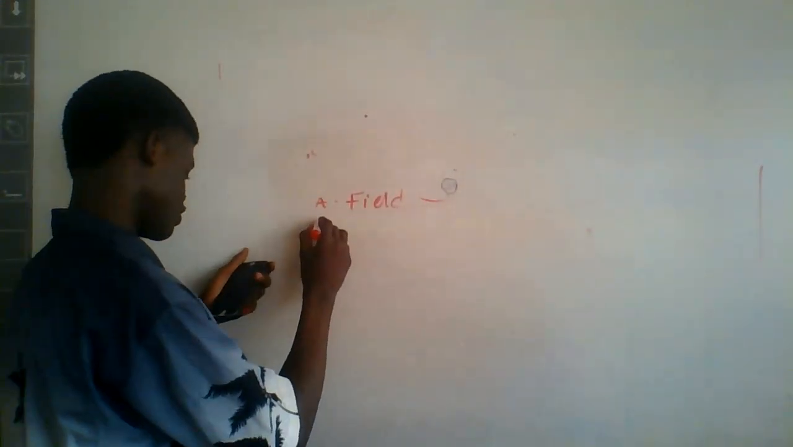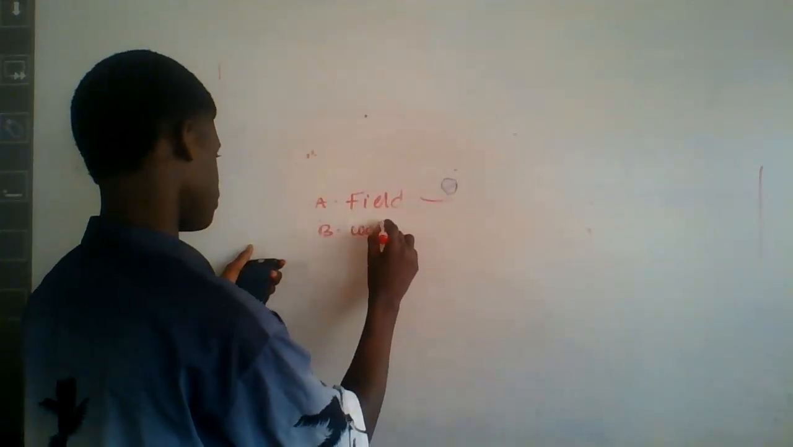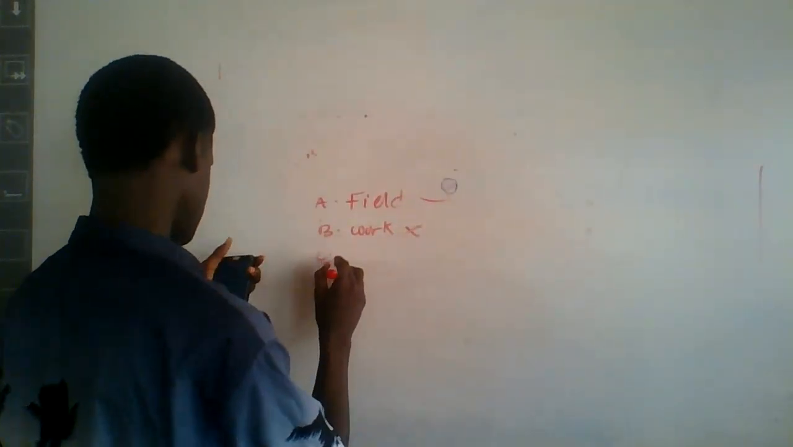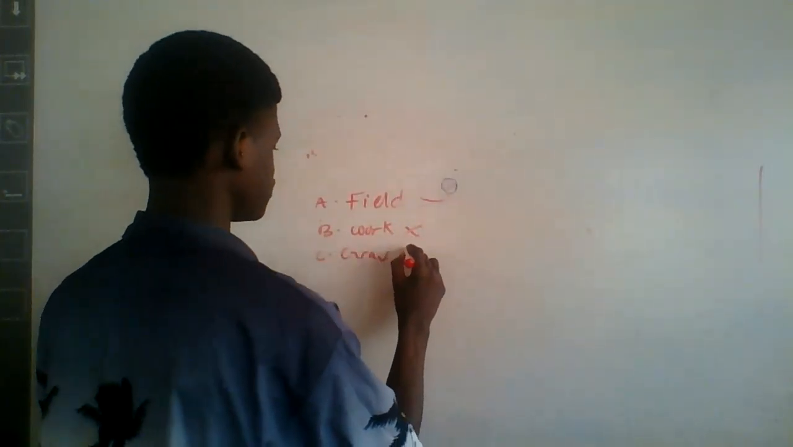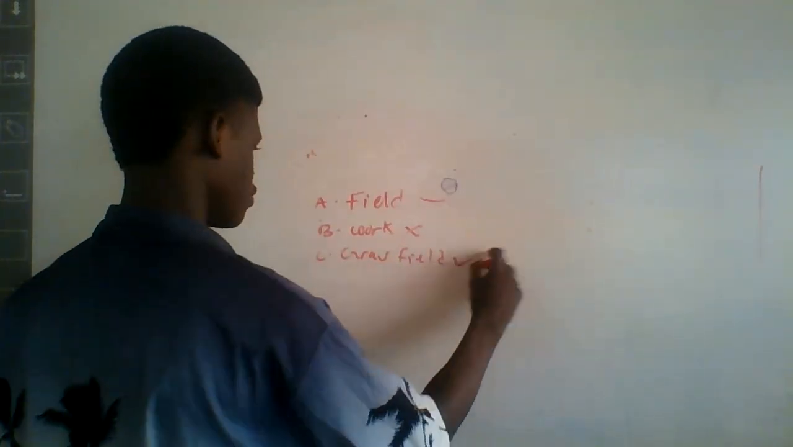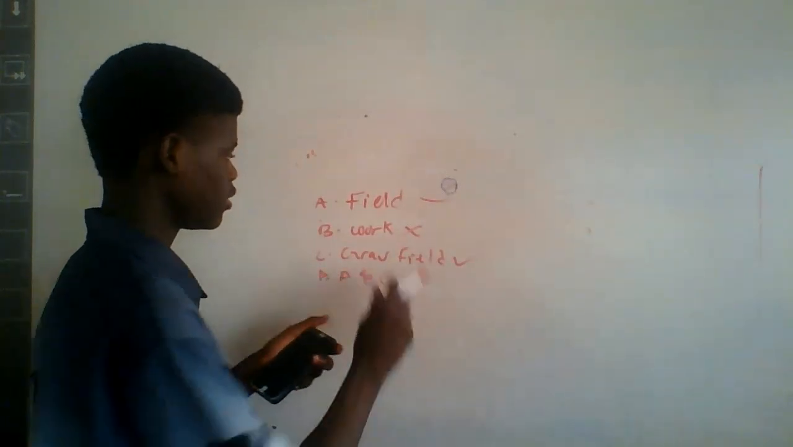B, which of these is a vector? A is electric field. B said work. Work is not a vector, work is scalar. C said gravitational field. I said anything field is a vector. So D said A and C. That's it, A and C.